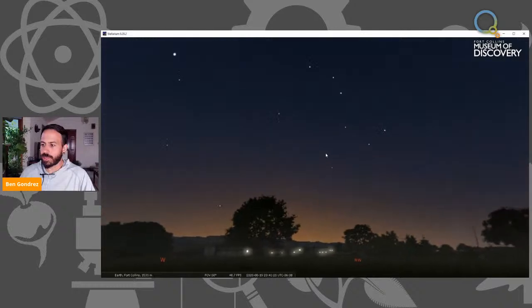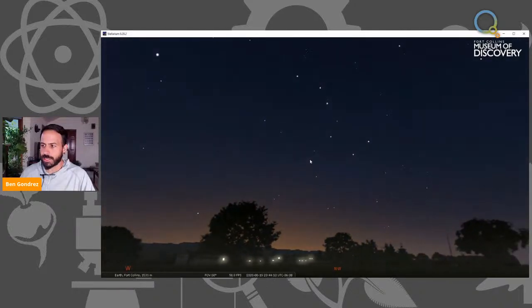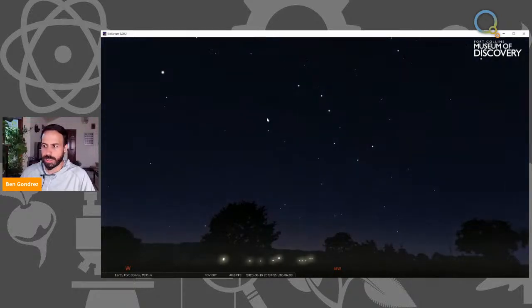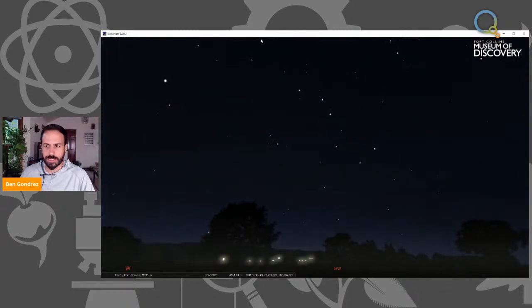Okay, so looking to the northwest here as the sun sets, we're going to let the time go forward a little bit further till just a little bit after 9 p.m. here. So we get rid of all of that glow from the sun. But you should see a very well-known pattern of stars over the northwestern horizon. Let's go ahead and slow down time. And this pattern of stars is what is called an asterism.